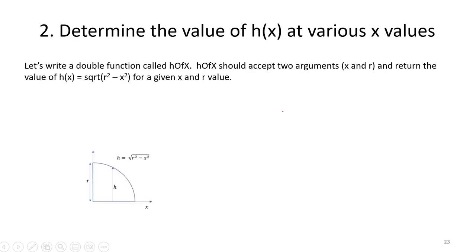Let's now write our next function. We now want to write a double function called hOfX. hOfX should accept two values, the x position and, in this case, our radius r. And we want to return the value of square root r squared minus x squared for that given r and x values.